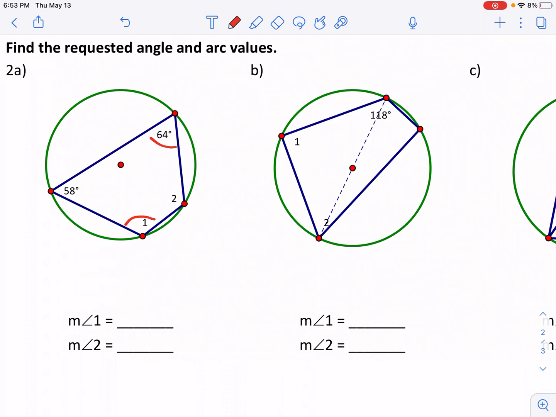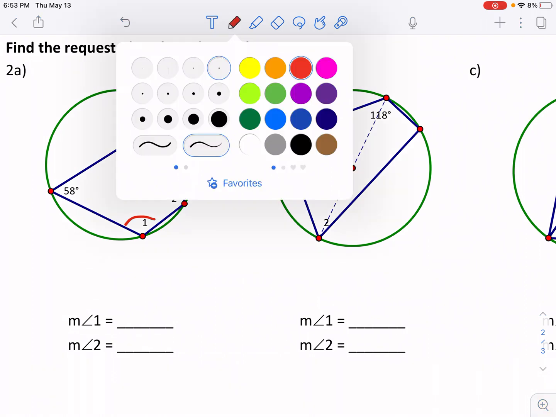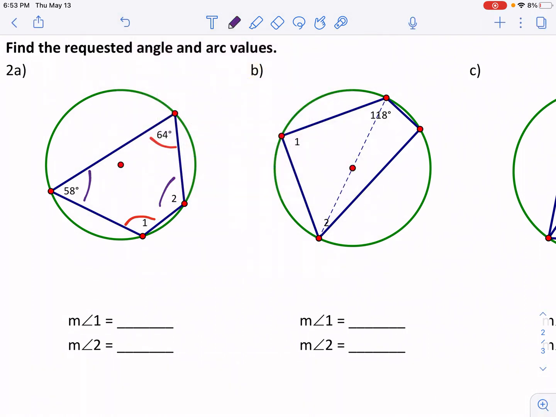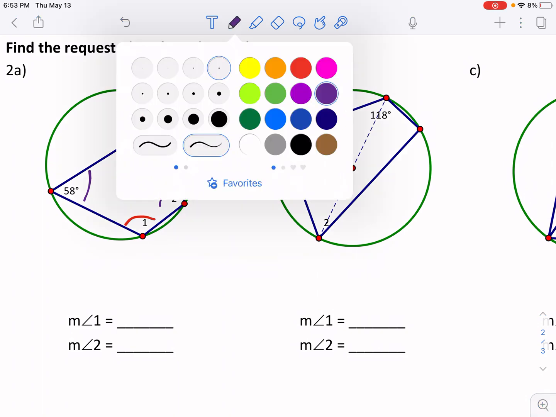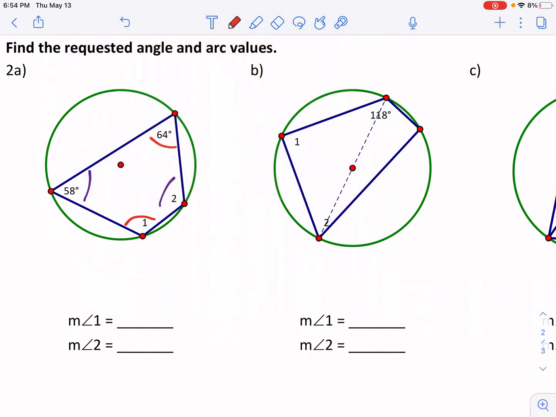64 and angle 1 here are going to be supplementary, and 58 and angle 2 here are going to be supplementary. Well, let's find angle 1 first. If they're supplementary, that means they add to be 180, right? So work backwards. Take 180 minus 64, and that's going to give us angle 1. So on your calculator, take 180 minus 64, and we find that the measure of angle 1 is 116 degrees.